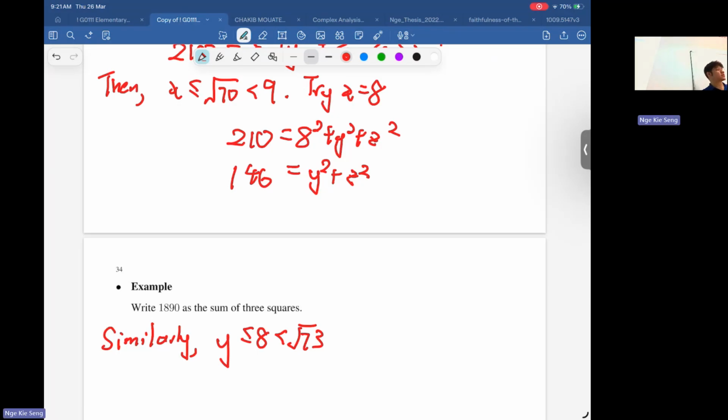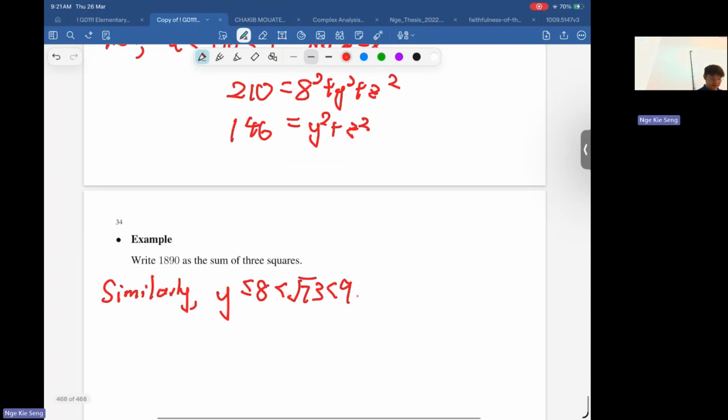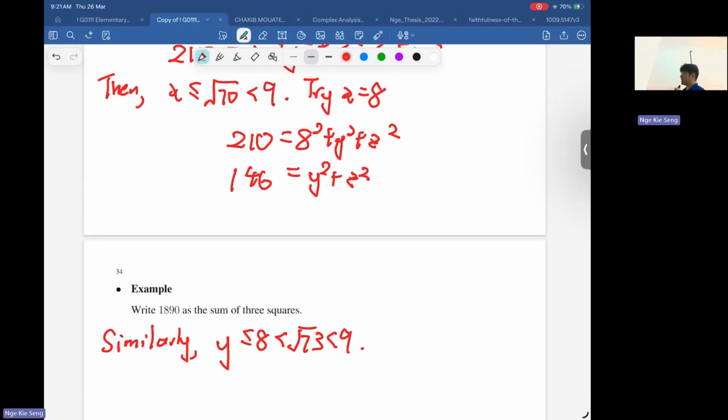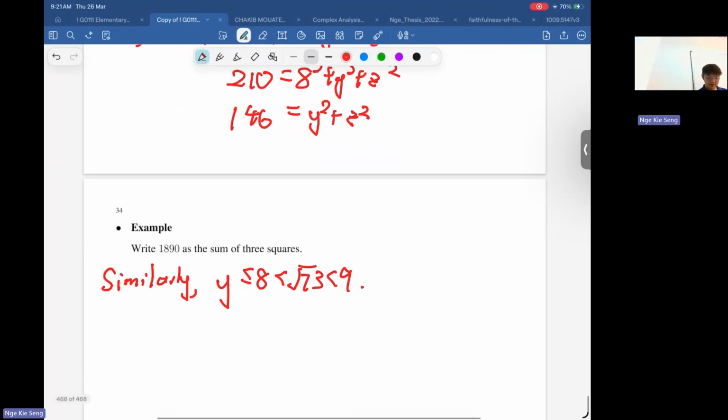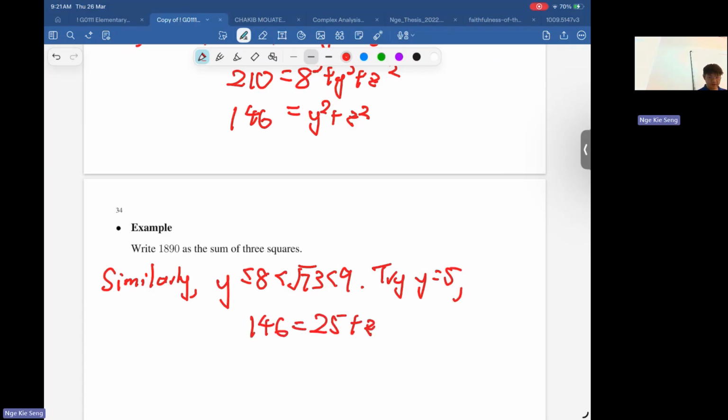What's square root 73? Is it eight-point-something? Okay. So this is less than 9. So then you have 8 choices to try again. Okay, maybe try 5. So it turns out that 5 will work, and we are good.